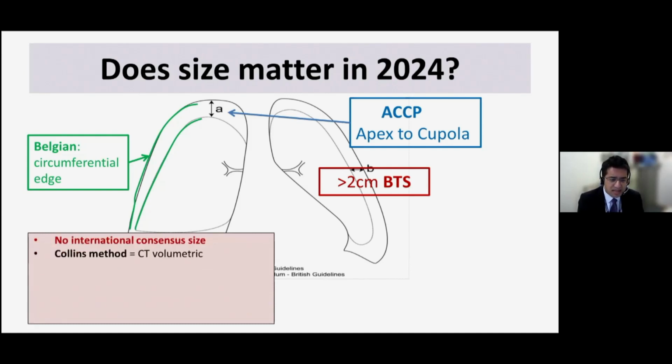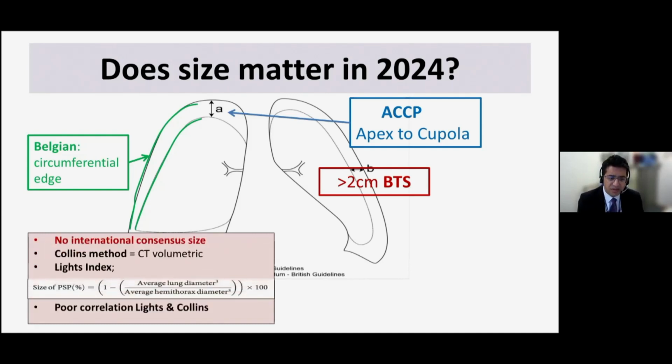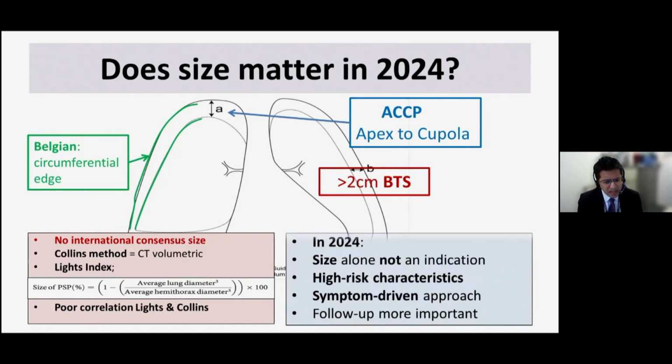There's the Collins and the Light's method of radiologically measuring the size of a pneumothorax, but there's poor correlation between them. So in 2024, we're focusing on symptoms and high-risk characteristics, and size alone is no longer thought to be an indication for intervening in these patients. And if you do manage patients conservatively, perhaps we do need to follow them up more closely.